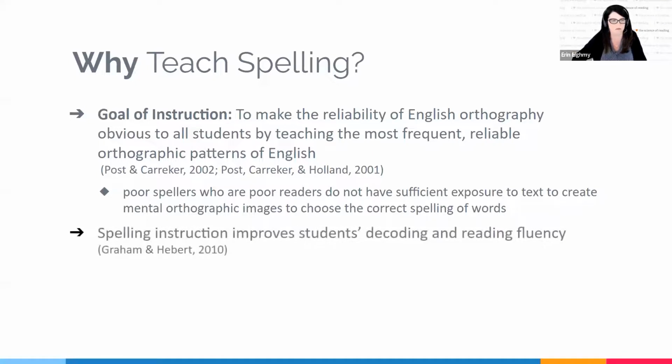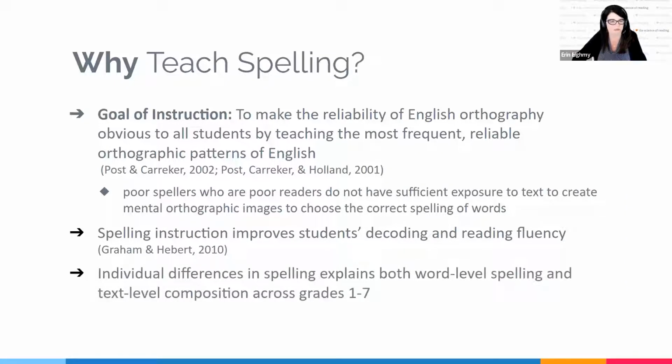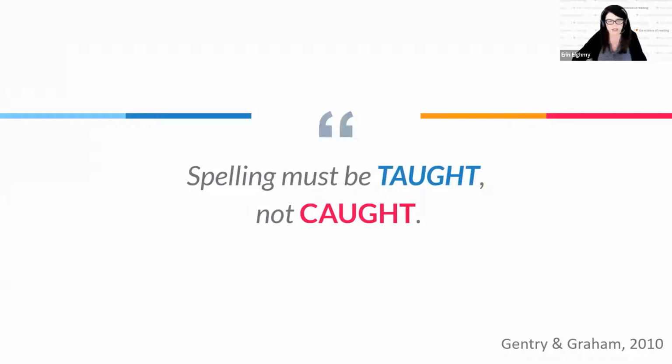Kastner was talking about. So spelling instruction helps to move students' decoding and reading fluency forward and into that proficient range. We also know that individual differences in spelling can explain word-level and text-level composition across grades 1 through 7. So this spans a large range of ages here. And so we wanted to share Gentry and Graham's statement that spelling must be taught and not caught.